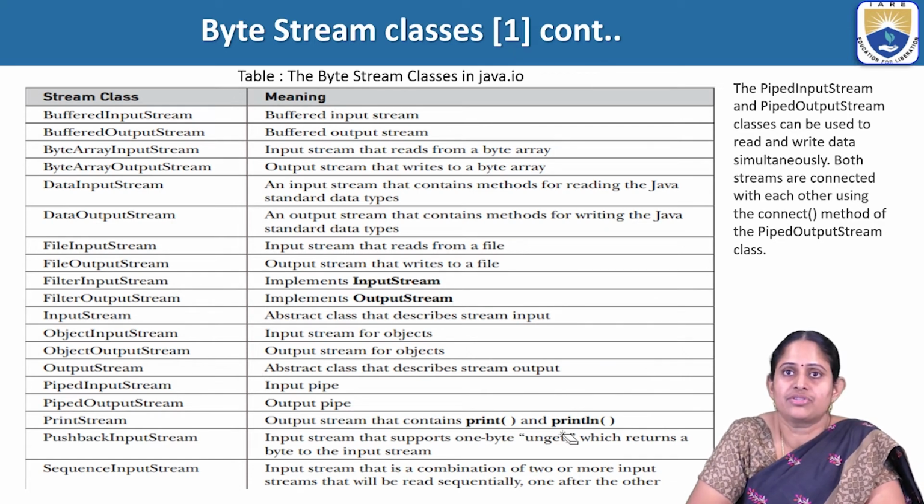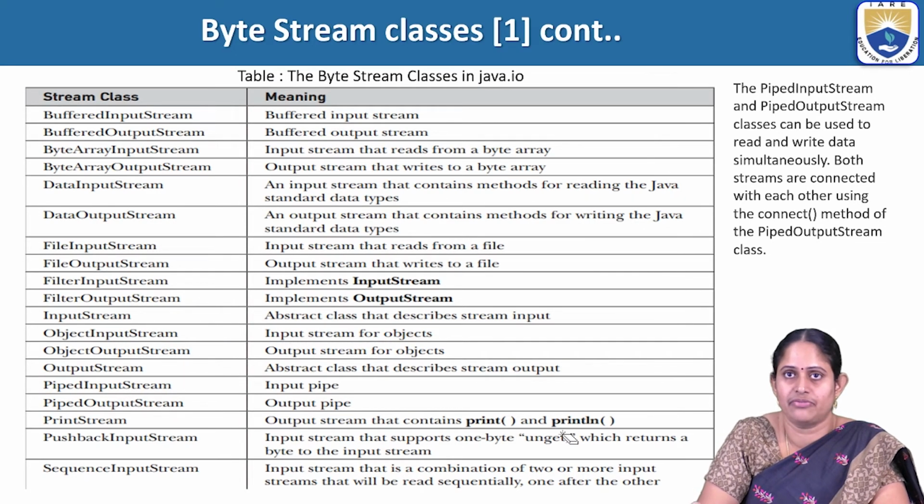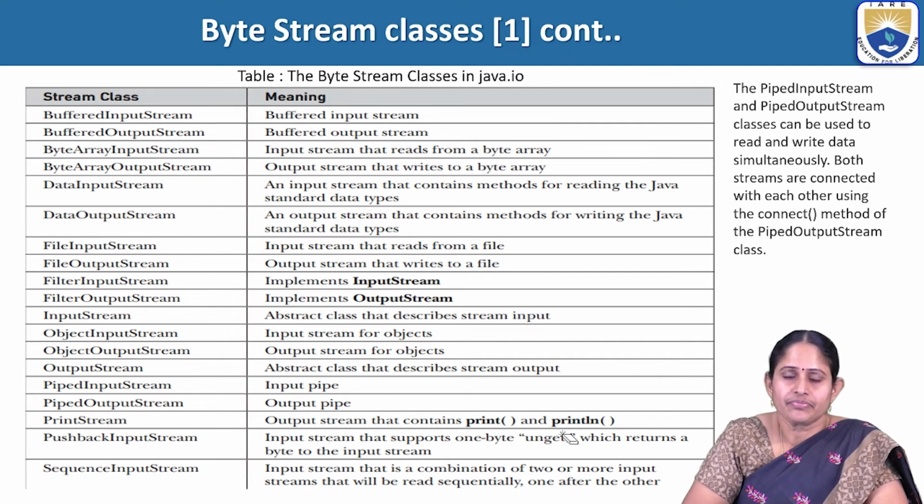The BufferedInputStream reads data from a buffered input stream. That means an input stream which is buffered. Similarly, we have the BufferedOutputStream, which writes data to a buffered output stream. The ByteArrayInputStream is the input stream that reads from a byte array. The ByteArrayOutputStream is the output stream that writes to a byte array.